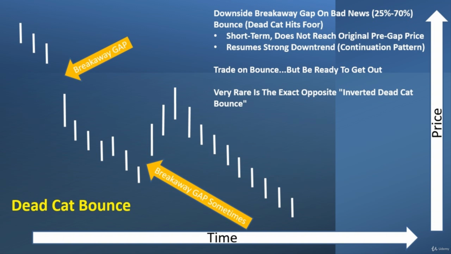You have the exact opposite of that, and that's even rarer than a dead cat bounce, which is an inverted dead cat bounce. Just imagine this, but you're in an uptrend, and all the same concepts apply. It's just in an uptrend is what would be happening. Again, very, very rare, but if you see that, you can trade appropriately around it.